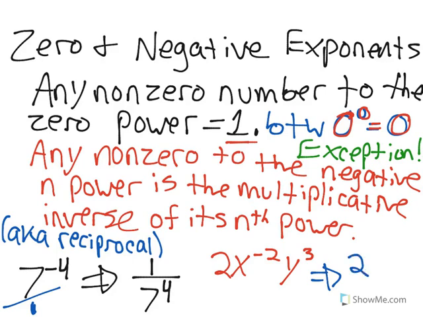It's not going to be moved. The y has a positive exponent, so the y is not going to be moved either. So the y is going to stay where it's at, which is right there on top. But the x to the negative 2 power, that's going to move to the bottom. And once it does, it's going to have a positive exponent.